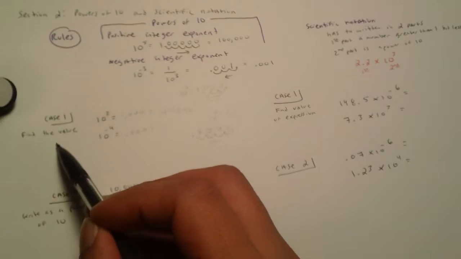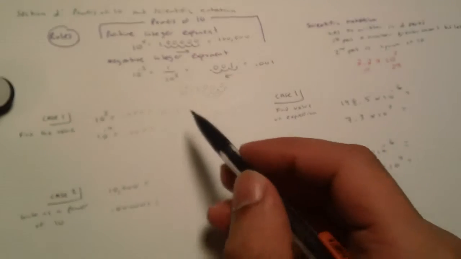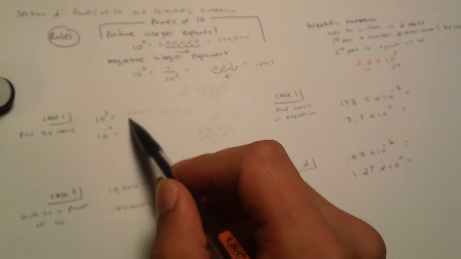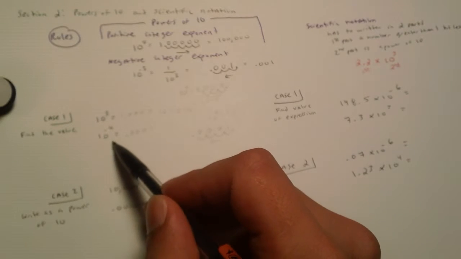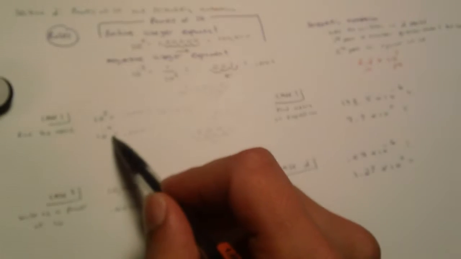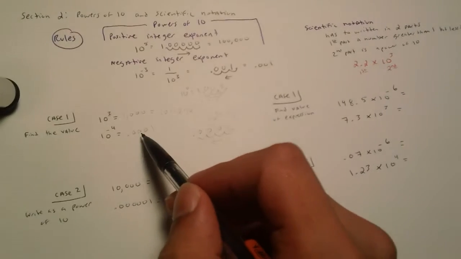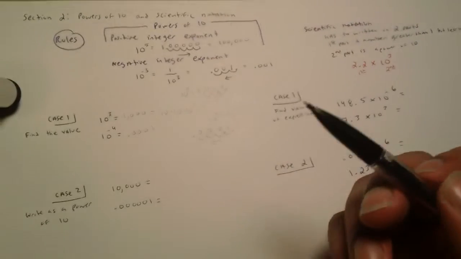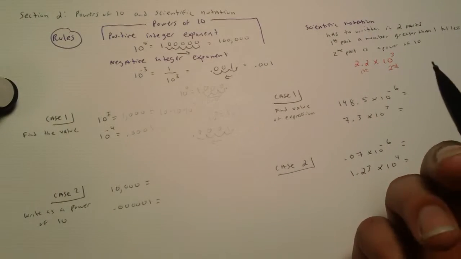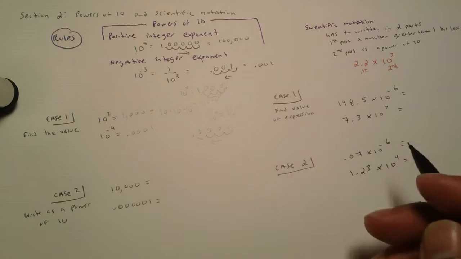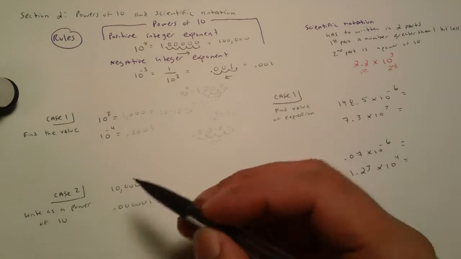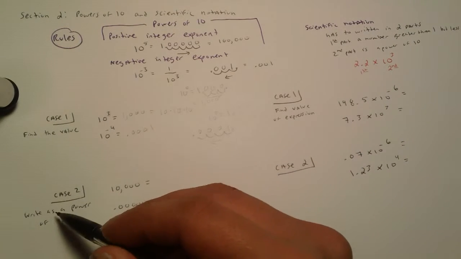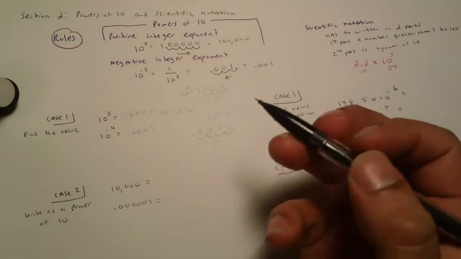And always remember that we're asked to find the value. In our first one, we had our value to be 1000. And for our second problem for case 1, we had our value to be 0.0001. So always try to remember that. Let's just continue on. So then, for case 2, we're asked to write it as a power of 10.